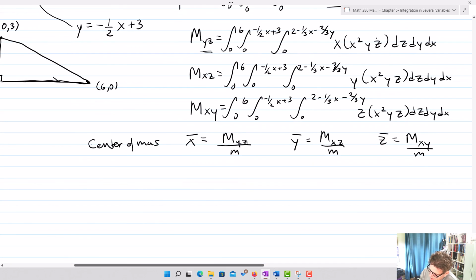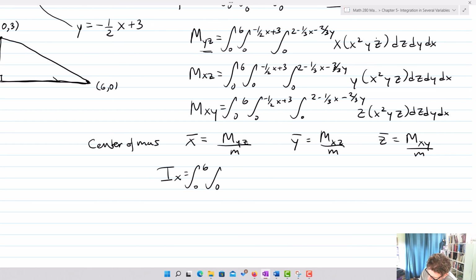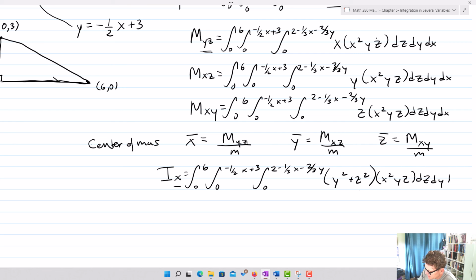And then actually it's going to be Ix, the one with respect to the x-axis, is going to be the integral from 0 to 6, 0 to negative 1/2 x plus 3, 0 to 2 minus 1/3 x minus 2/3 y. And this one is going to be then y squared plus z squared. Notice because it's x, the distance is going to be y squared plus z squared. And then we'll square it. Times x squared yz, dz, dy, dx.